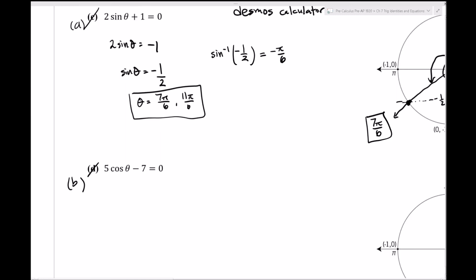So we do this again for 5 cosine theta minus 7 is equal to 0. So what you would do is you would add 7 to both sides. So 5 cosine theta is equal to 7. You divide by 5, cosine theta is equal to 7 over 5.